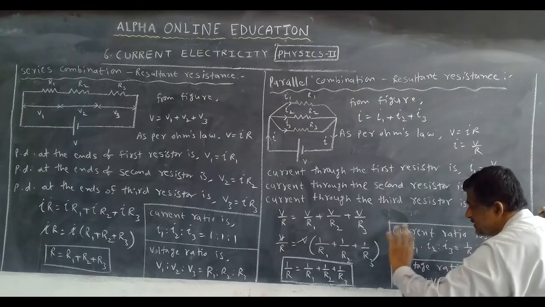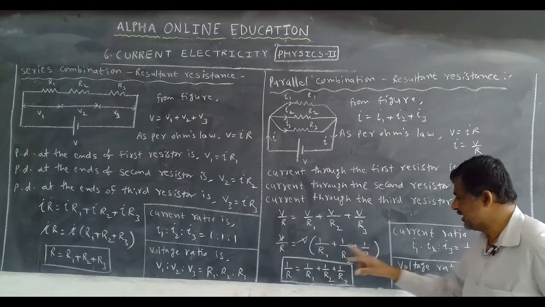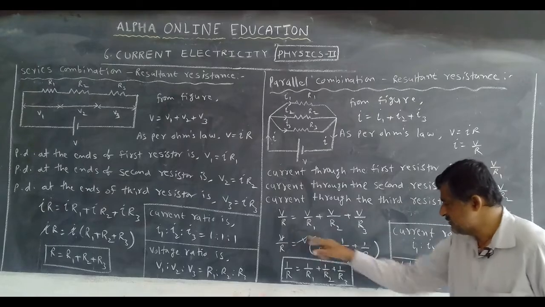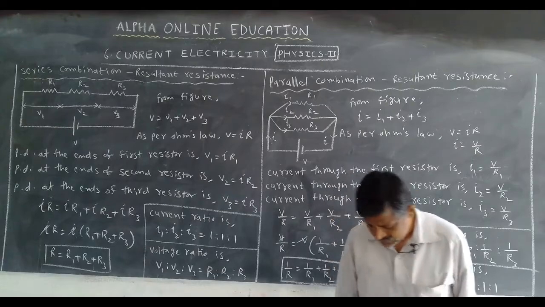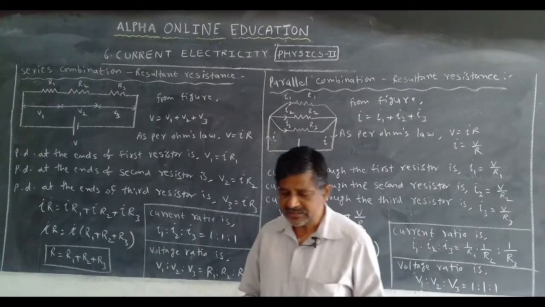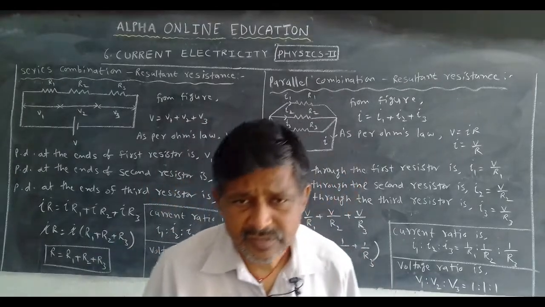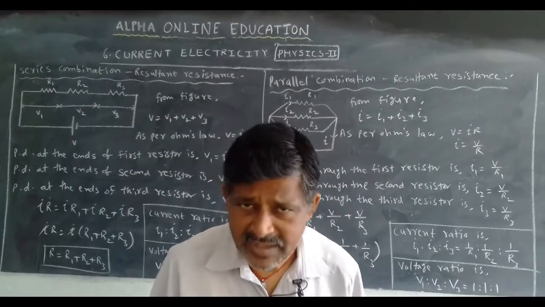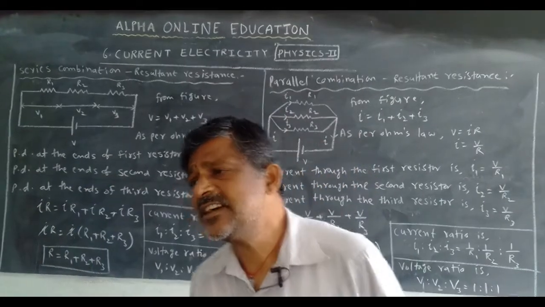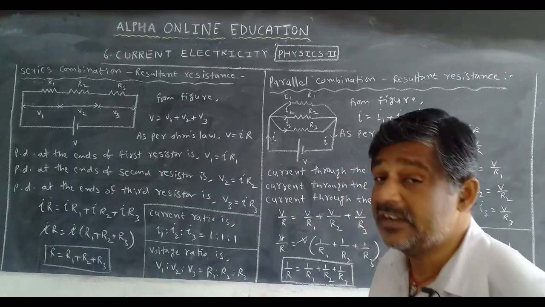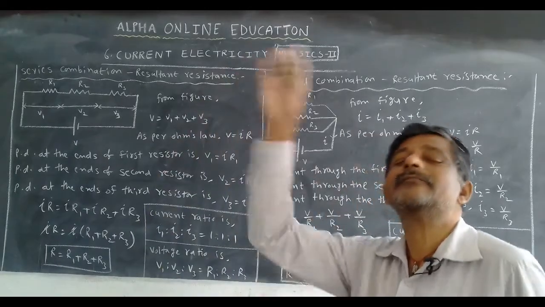Which is common in these three? V is common. That's why V times 1 by R1 plus 1 by R2 plus 1 by R3, V cancels on both sides. So what is the answer? 1 by R is equal to 1 by R1 plus 1 by R2 plus 1 by R3. You take 3 resistors; if you take any number of resistors, 1 by R is equal to 1 by R1 plus 1 by R2 plus 1 by R3 up to 1 by Rn. When the resistors are connected in parallel, what about the resultant resistance? The resultant resistance decreases.